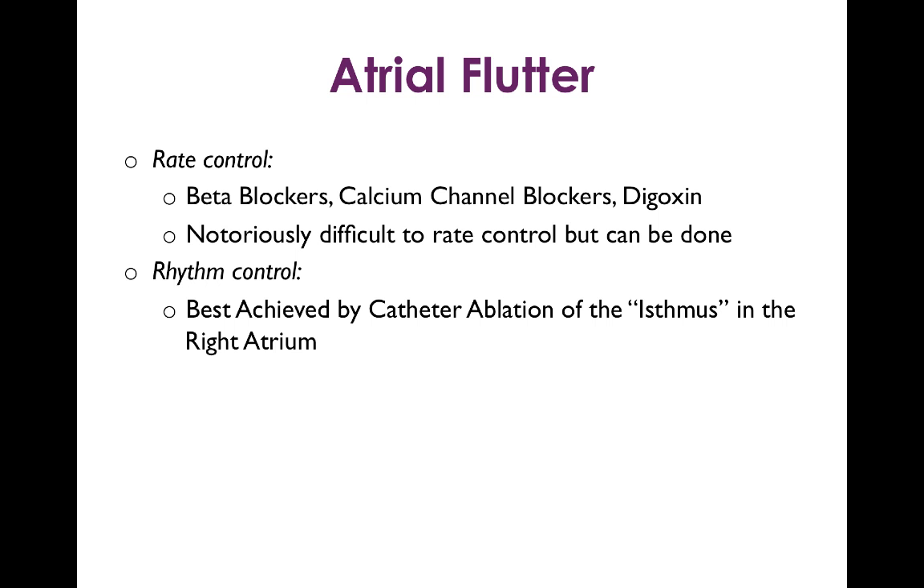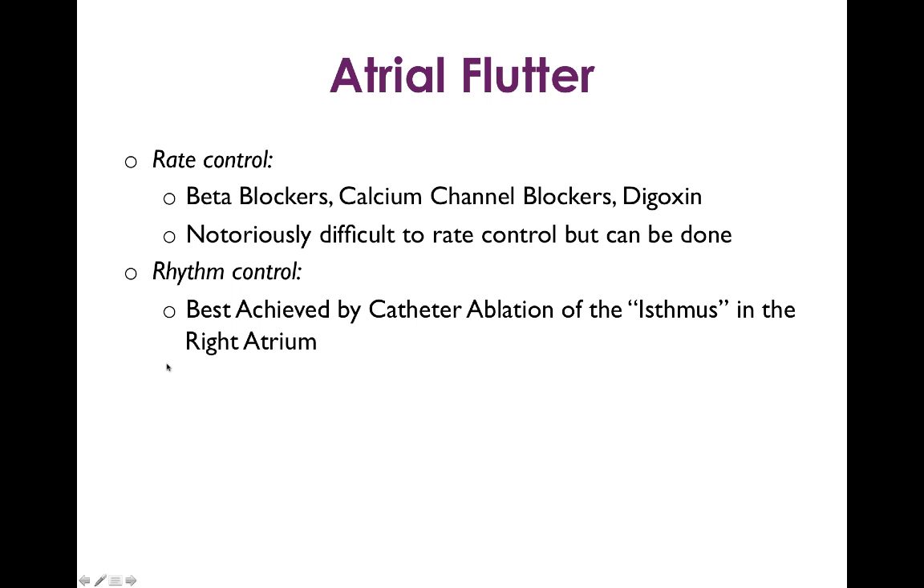Here is atrial flutter, and it's treated in broad strokes very similarly to atrial fibrillation. It's not listed on the slide, but you want to make sure that the patient is on some form of antithrombotic therapy because there is a clot risk with atrial flutter as well. So what you want to do is consider rate control. That's a possibility with beta blockers, calcium channel blockers, or digoxin. But because of the nature of the arrhythmia, for whatever reason, it's notoriously difficult to rate control atrial flutter, but it can be done, and it's an acceptable strategy.